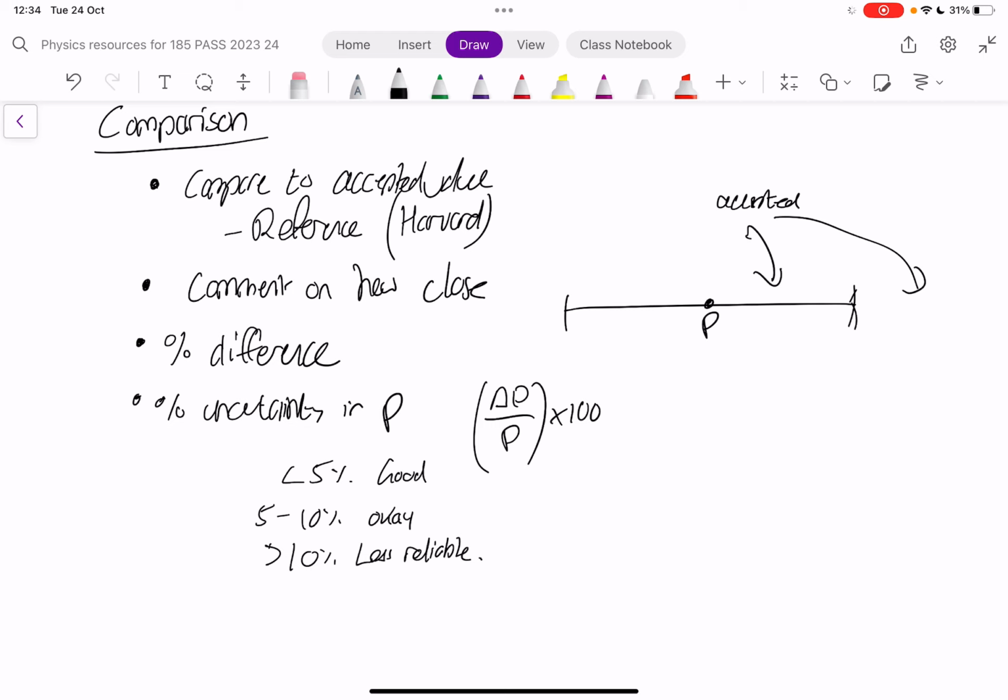You don't need to write more than a few sentences here. It's most important just to compare it to an accepted value and do a few little simple numerical comparisons just to show it's not just it's about right. You've got to give something a little bit more quantitative than that. But it doesn't have to be too much. But what's really important is that you do reference where you get that information from.